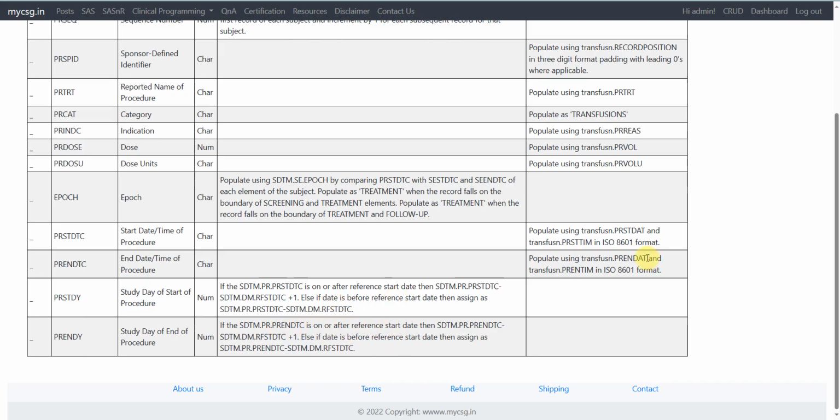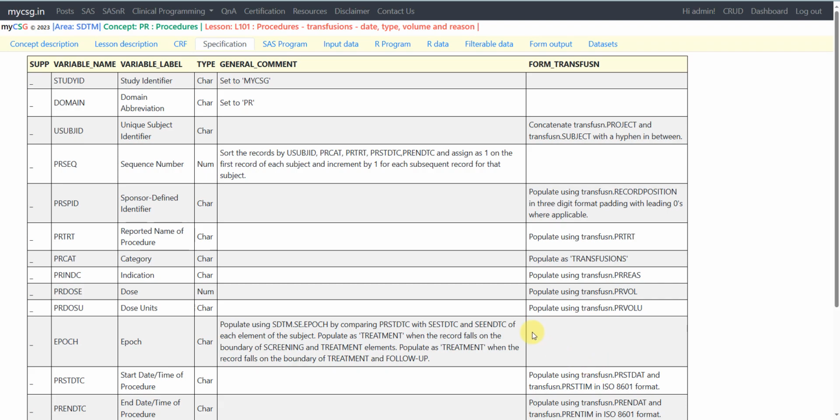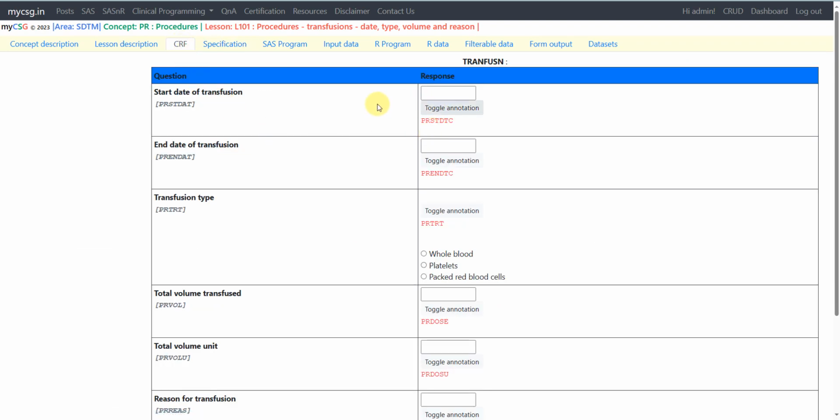So I would just like to add one clarification. This is an example CRF that I have created to show you how the annotations work. So this is not exactly the form that is used to create our input data set. That's why I do not have time components for start and end dates of transfusion presented here. But I'll try to add this post making this video if possible. So now let us move on to the programming.